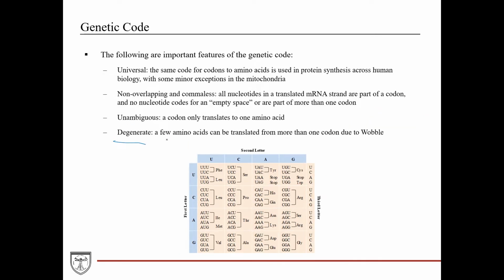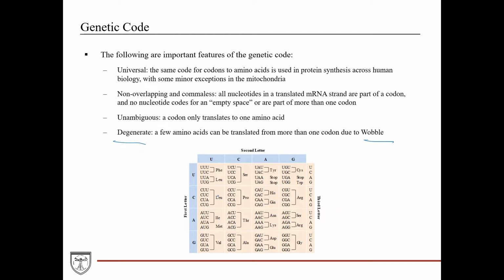Then degenerate. So you have a few amino acids that can actually be translated from more than one codon due to the wobble, which we'll talk about in the next slide. So just to differentiate this statement from this one, this is describing what's happening during the actual process of translation: when you're translating a codon, that codon only translates to one amino acid. It does not translate to any more than that. This is talking about the code itself.